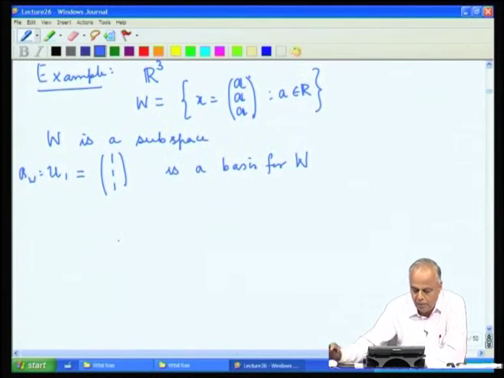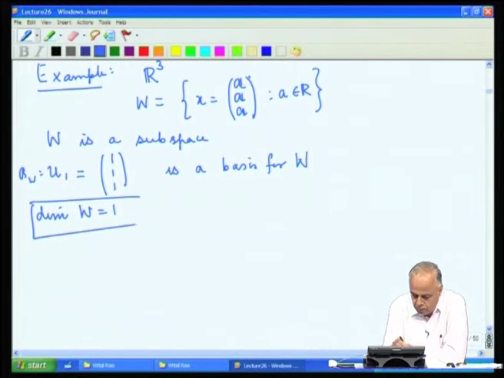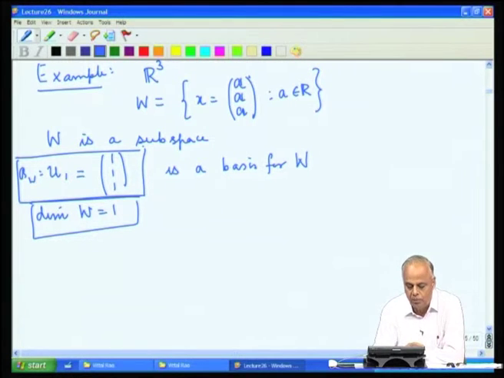Now, what do we get immediately out of this? The dimension of W is equal to 1. So, this is a basis for W, and the dimension of W is equal to 1, because there is only one vector in the basis.